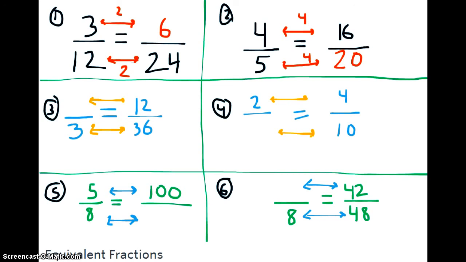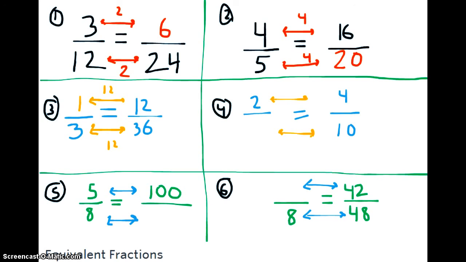Again, I could do this starting with my numbers on the right. I have 12 and 36, and it seems that my numbers are getting smaller here. So what I think I'm going to do this time is divide. So I'm going to do 36 divided by what equals 3. Well, 36 divided by 12 is 3. So whatever I did to the bottom, I'm also going to do to the top. 12 divided by 12 is 1. 1/3 is equal to 12/36.